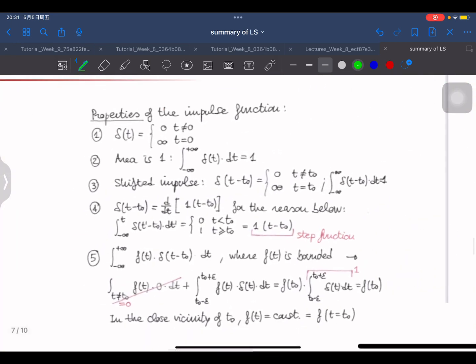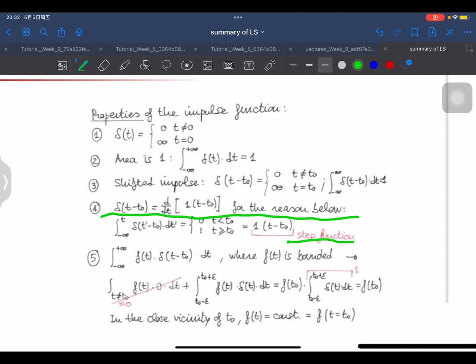Properties of the impulse function. The first one: it is a unit area function. The area is 1. When you integrate from minus infinity to infinity, it will equal 1. Shifting the impulse, delta(t minus t0), and delta(t) for the reason below, it will become this way.